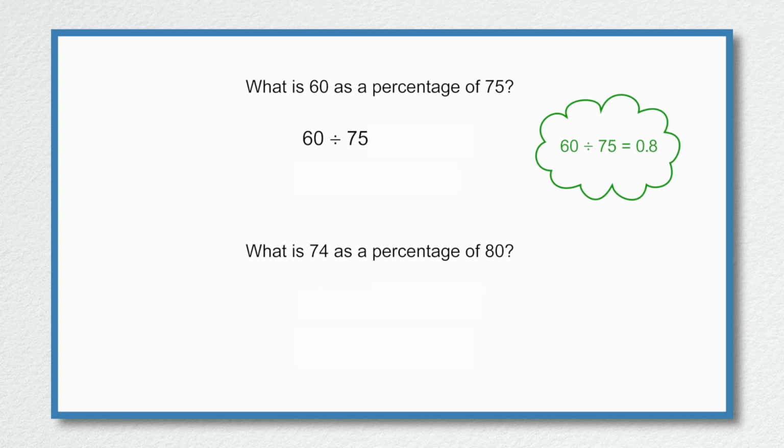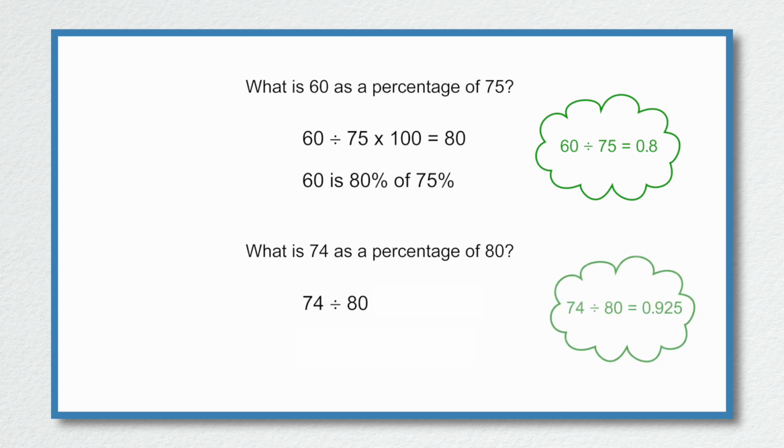But we need to write this as a percentage. So we now have to multiply this by 100. And this, of course, gives us the answer 80. So 60 is 80% of 75. What is 74 as a percentage of 80? Again, we would be thinking of this as a fraction, 74 over 80. So if we're writing this into our calculator, we would type this as 74 divided by 80.